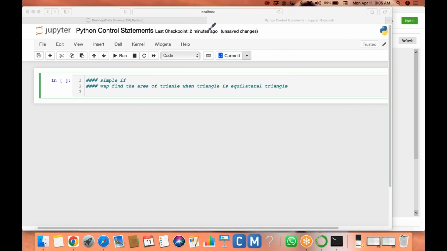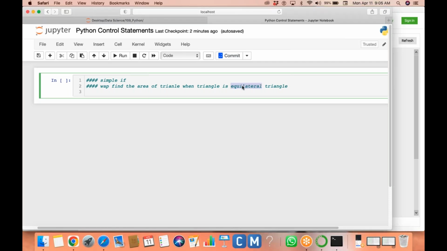Clear, right? See here, there is a task. The task is finding the area of the triangle. But if you want to find the area of the triangle, make sure that it is an equilateral triangle. There is a condition. So here the condition is equilateral triangle. We need to check whether it is equilateral or not. If it is equilateral, then only can I write the area of the triangle, right? That means you should write the area of the triangle logic inside the block.